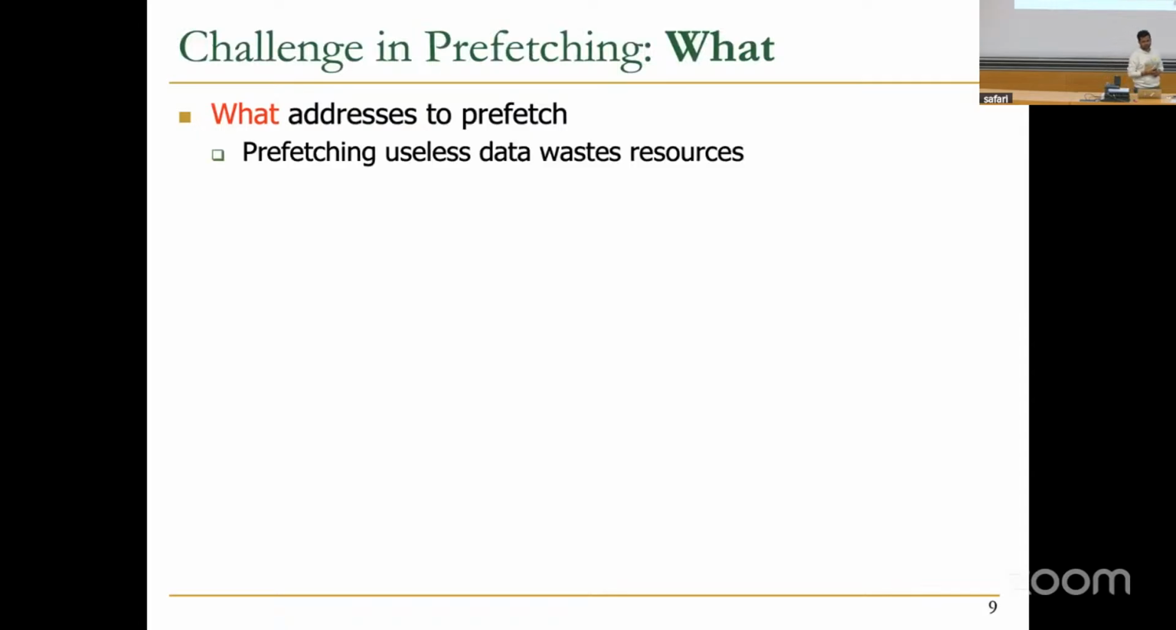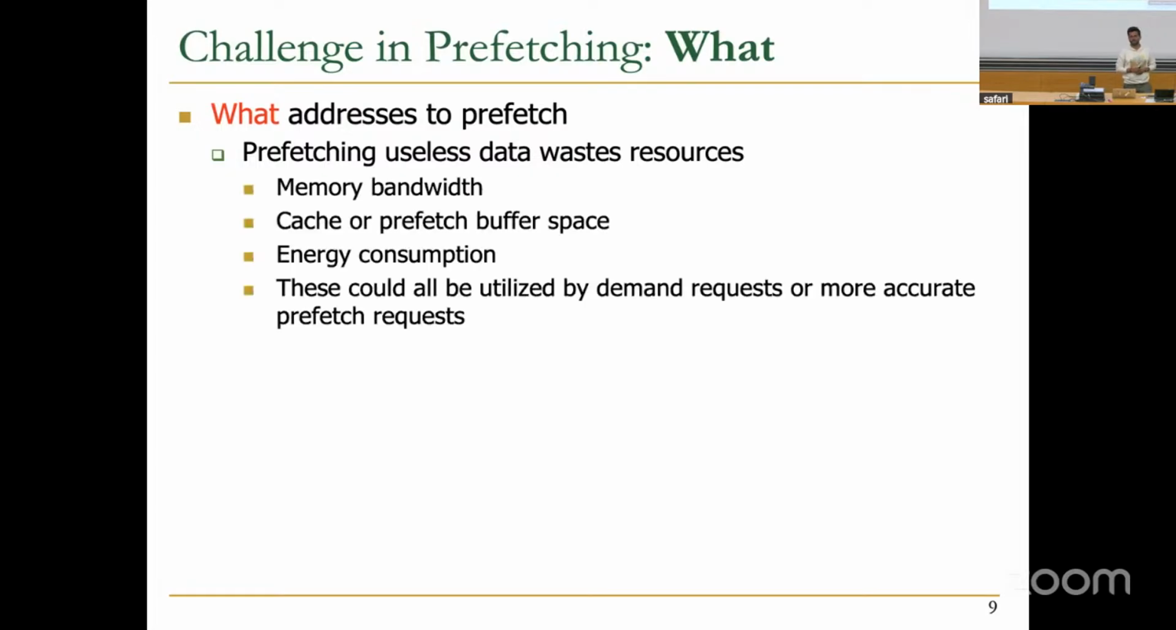What address to prefetch? To answer this question, you first need to ask, what is the trade-off? As architects, we always start by asking what the trade-off is. So what happens if you prefetch something wrong? As I said, it's not going to affect the program's correctness, but it's going to waste resources. What type of resources? You're going to waste main memory bandwidth. You're probably going to waste the cache or prefetch buffer, wherever you decide to put this prefetched data.